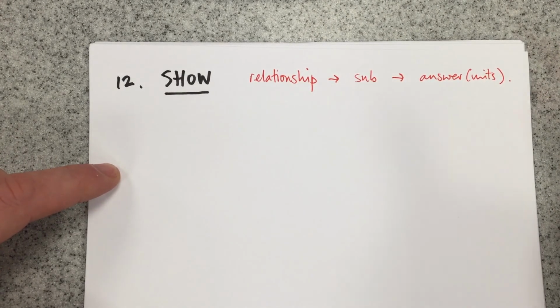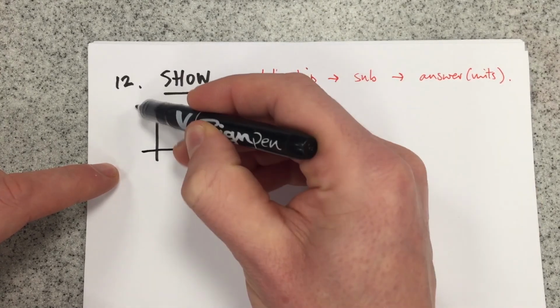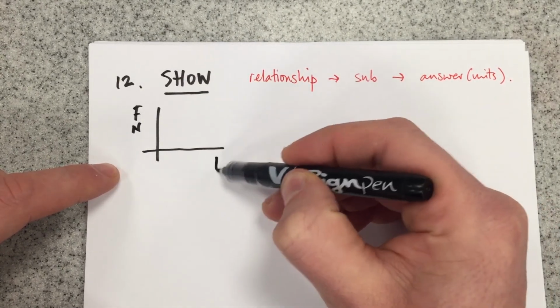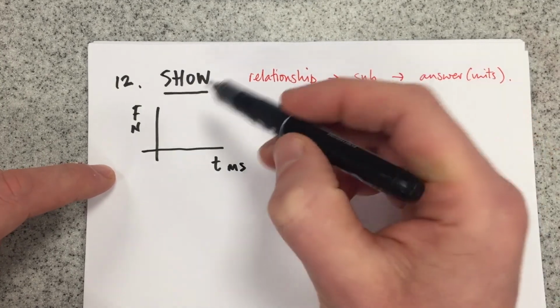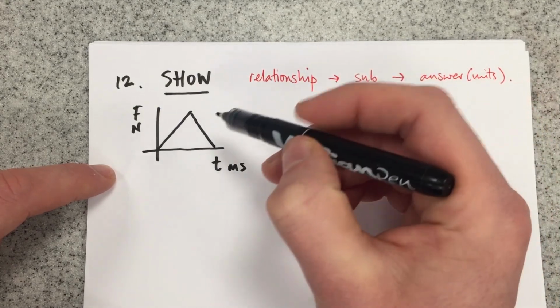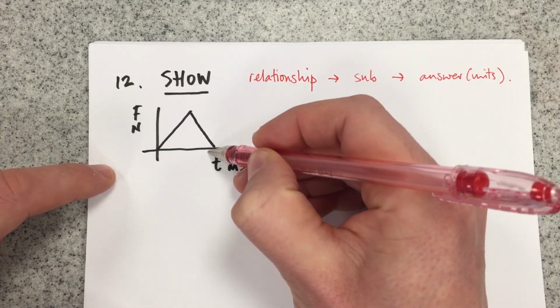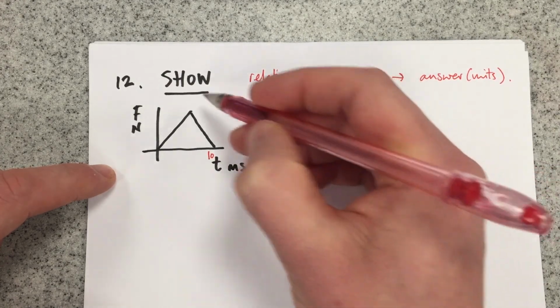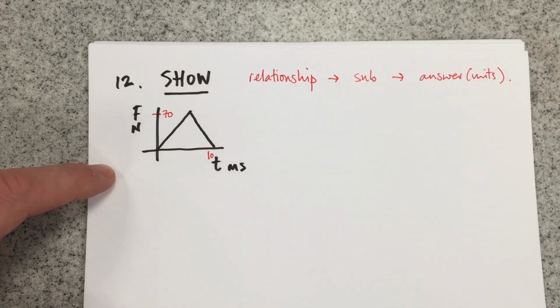Okay, so we're looking for impulse. We've got a force time graph. So the area in a force time graph gives you impulse. Check the units on the graph. We have milliseconds on the x-axis, which is really important because we need to change that into seconds. Okay, so the base of the triangle is 10 milliseconds and the altitude is 70 newtons.